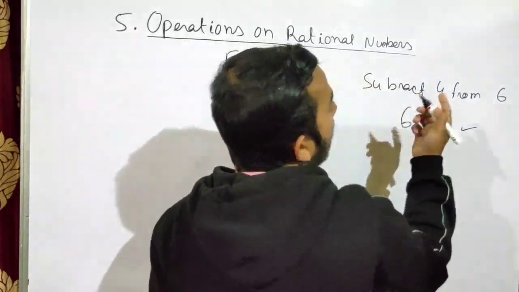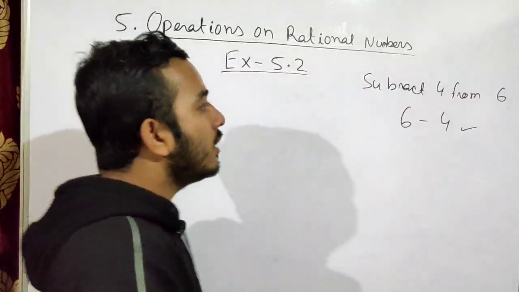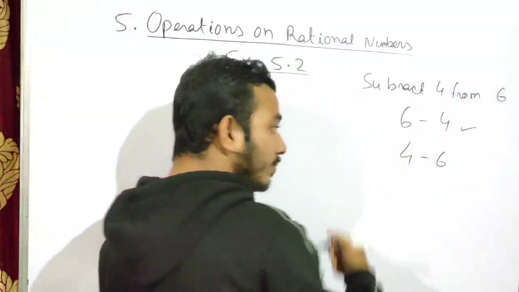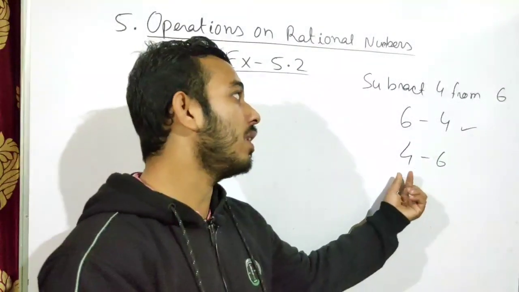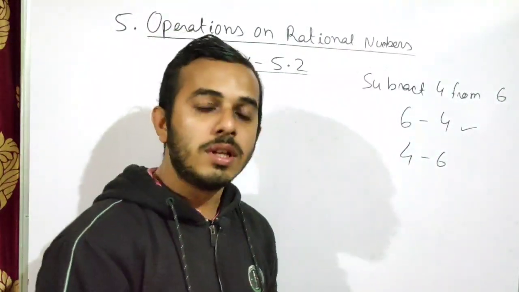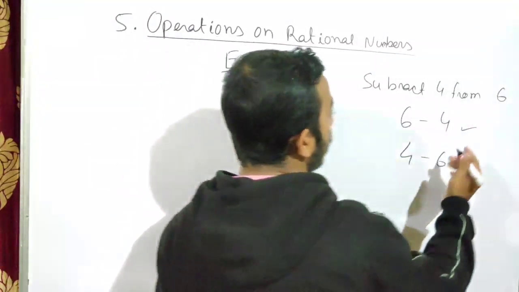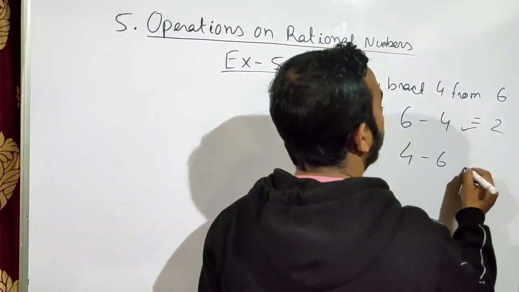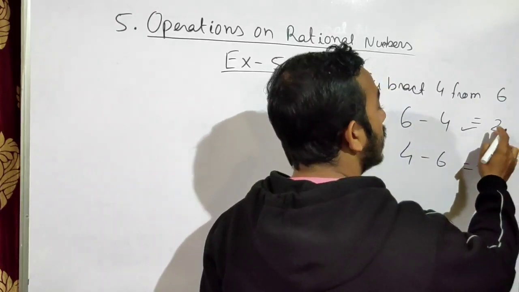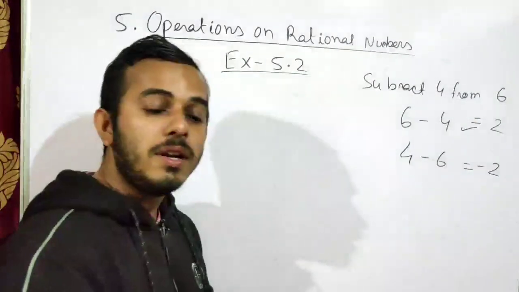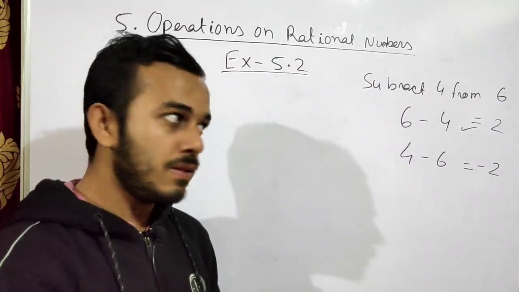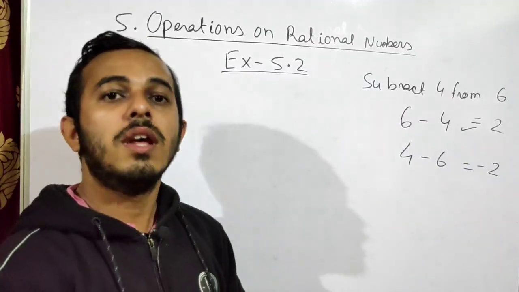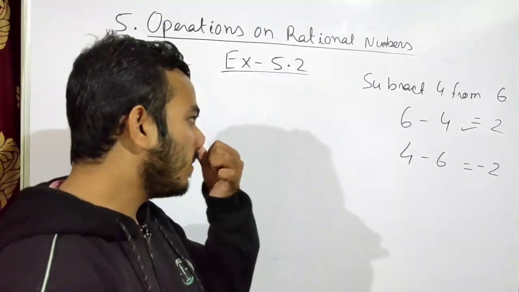Many of you can write it like this: 4 minus 6. If we express this in words, it will be subtract 6 from 4. Both the results have a huge difference. 6 minus 4 is 2, and 4 minus 6 is minus 2. This is 2 and this is minus 2. Both of them lie at different positions on the number line, isn't it? Minus 2, then minus 1, then 0, then 1, then 2. There is a huge difference. Thousands of numbers can lie between minus 2 and 2. Clear?